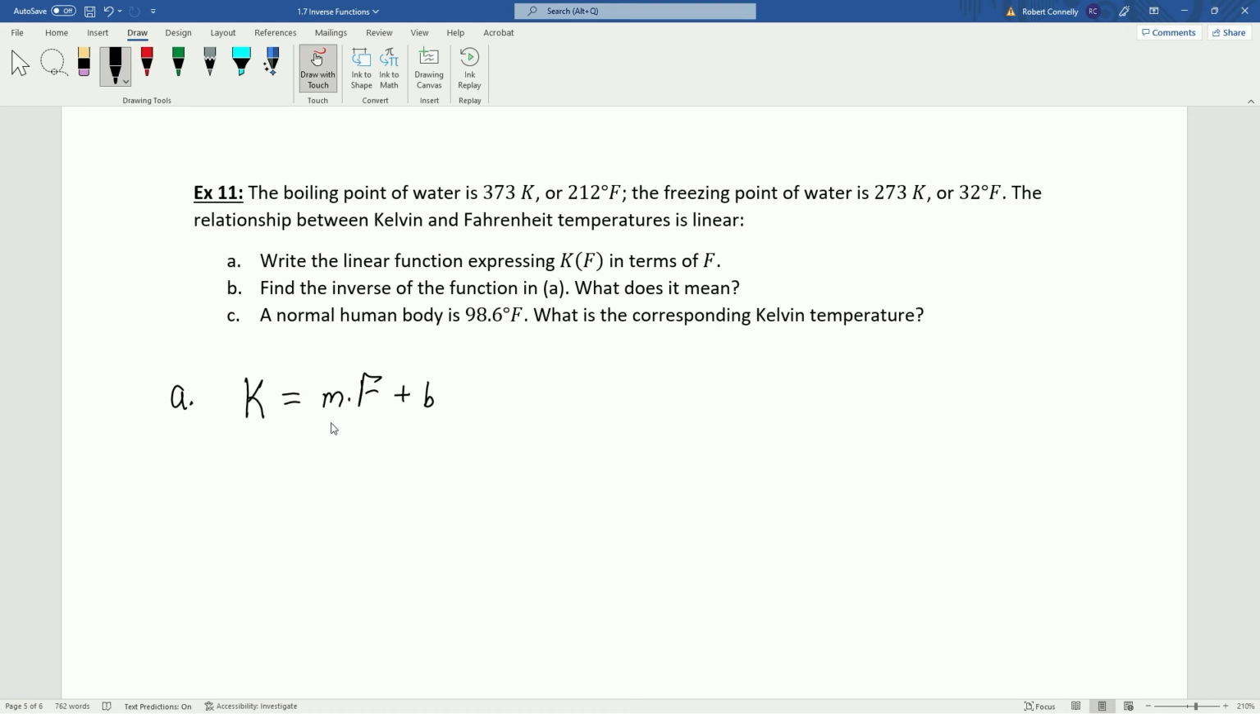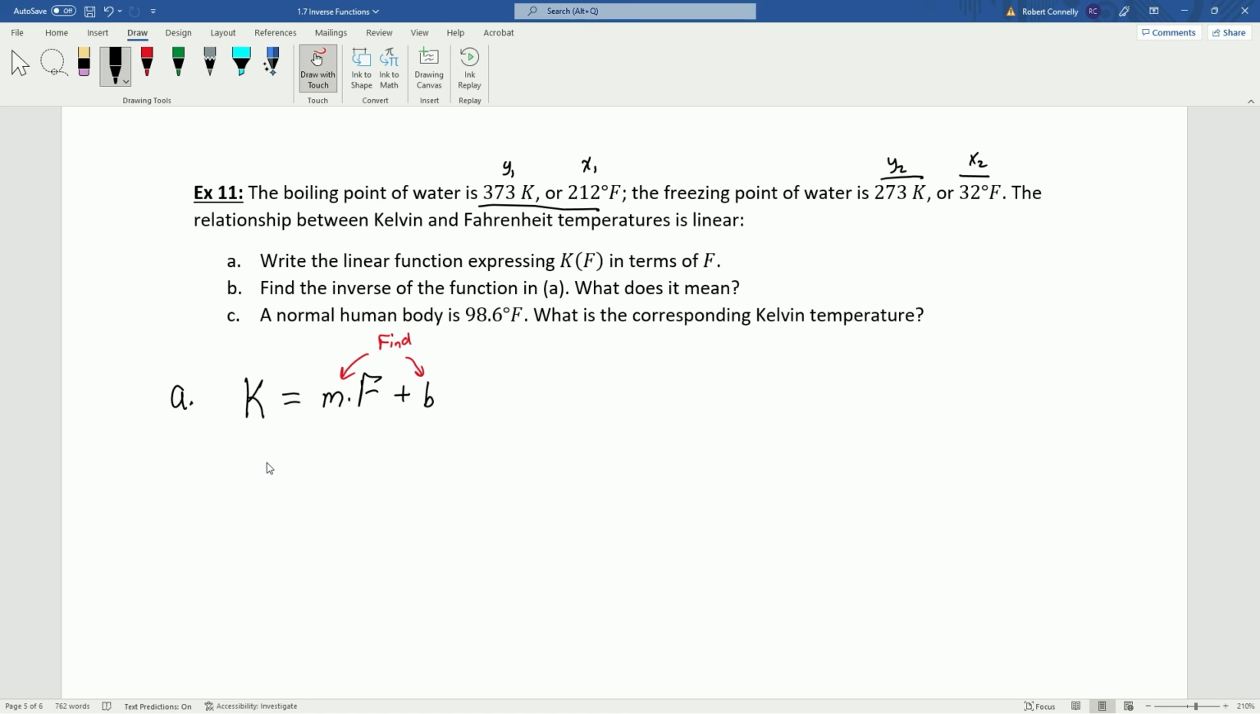Now the question is figuring out what m and b are. All right, so for that we've got to do a little bit of algebra. We've been given two sets of inputs and outputs. We should think of this as x1 and y1, and we should think of this as x2 and y2. So let's plug in those values and see what we get.